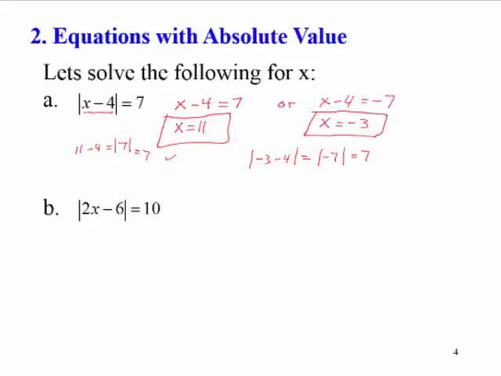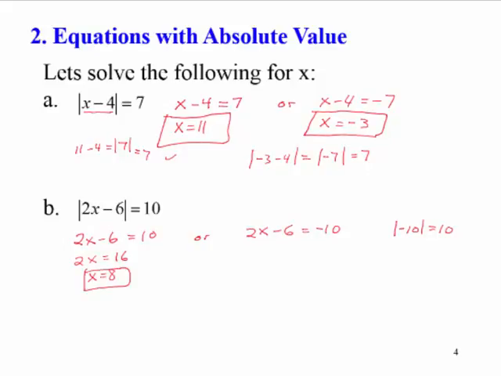Now let's solve this one. So the way we do them is 2x minus 6 is equal to 10, or 2x minus 6 is equal to a negative 10. Because if it was equal to negative 10, we take the absolute value, we get 10, since the absolute value of minus 10 is equal to 10. Okay, so we just solve these two. So 2x is equal to 16, and x is equal to 8.